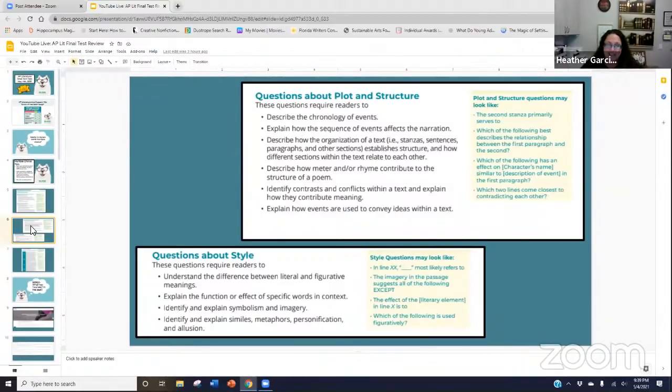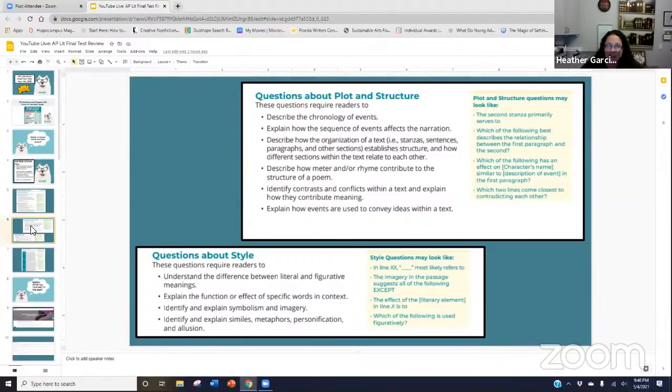And then questions about style. These questions, I think, always tend to trip kids up because they're asking you to think about the function or the effect of a specific word, right? They're asking you to kind of put yourself into a generic reader sense, or even sometimes acting as the author, like trying to predict what the author's intent was and explaining the symbolism or the imagery, right? So what is the purpose behind it?